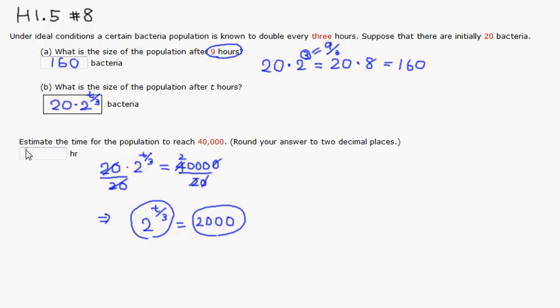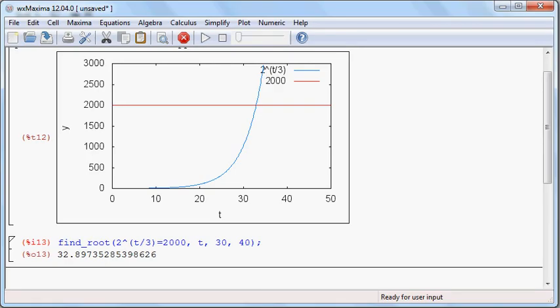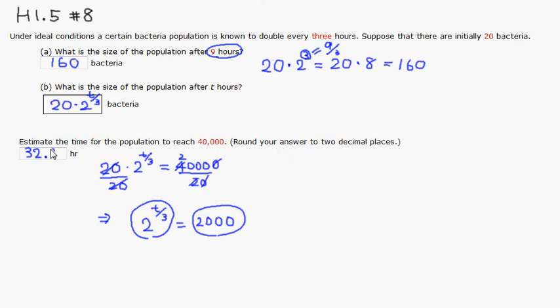So we're going to put that in. It's going to take 32.90, so 32.9 hours to reach 40,000 bacteria. Alright, that's it. I hope this was clear.